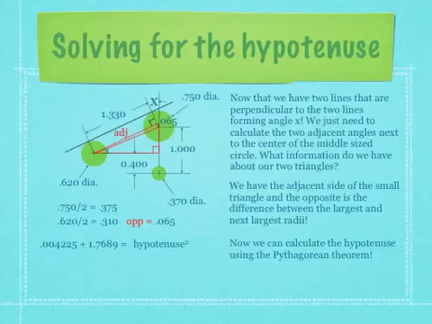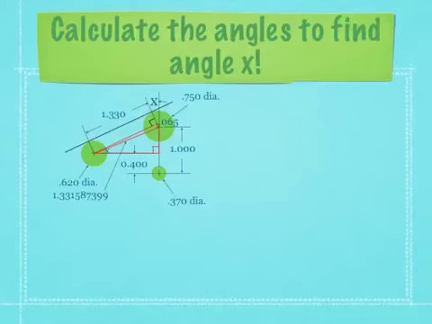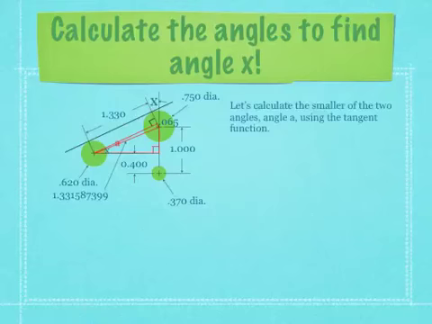0.004225 plus 1.7689. That gives us 1.773125. Take the square root of both sides, and we find that the hypotenuse is 1.33158739. That's one of the sides of the other triangle. Now I think we've got enough information to solve our problem. So let's calculate angle A.